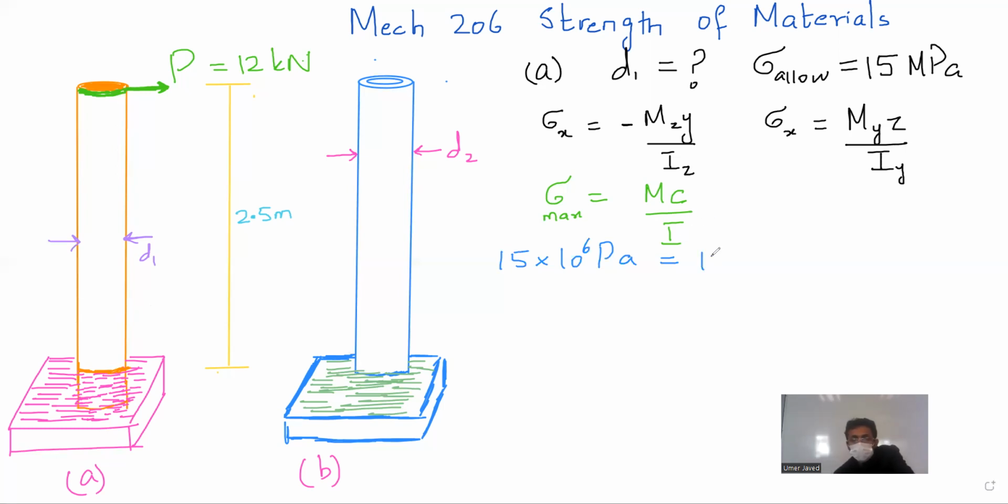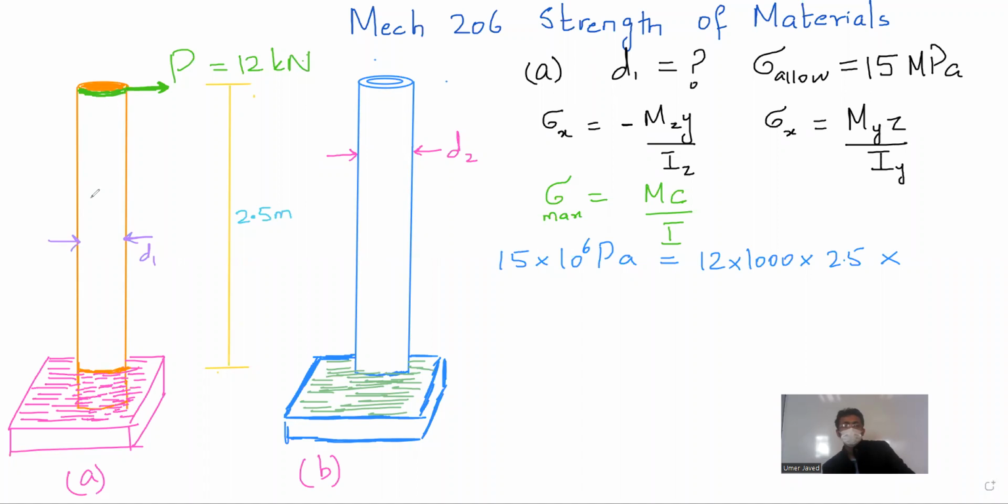So it is 12. Please understand that I am skipping the statics part. So if anyone has any qualms, you stop me there. Statics, I'm not going over, but if you are confused, you let me know. 12 multiplied by 1000 multiplied by 2.5. Multiply by, what is the C?